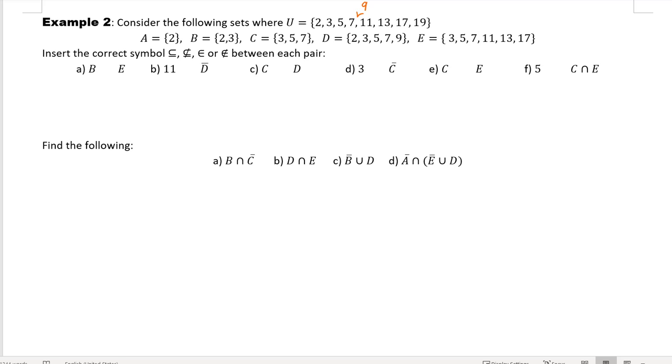And then A equals the set {2}, B equals the set {2, 3}, C equals the set {3, 5, 7}, D equals the set {2, 3, 5, 7, 9}, E is the set with the elements 3, 5, 7, 11, 13, 17. Insert the correct symbol: is a subset, is not a subset, belongs to, or does not belong to, between each pair. So I hope you can pause the video and try this problem.